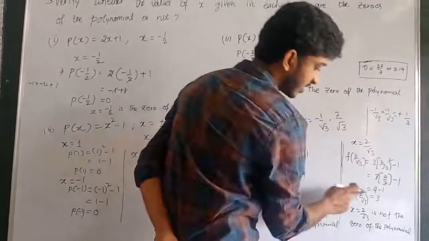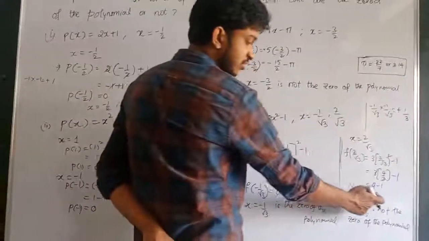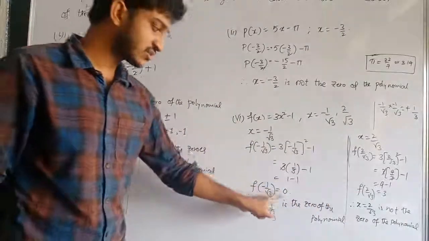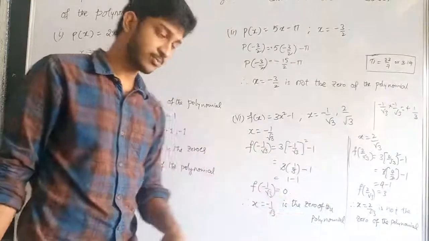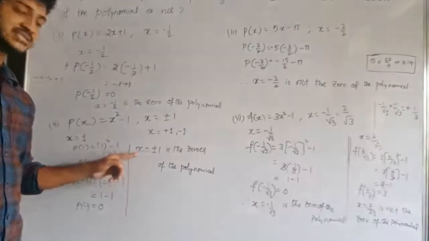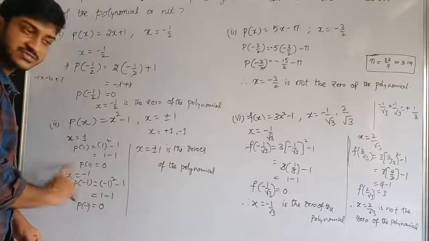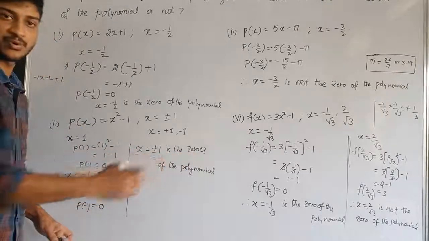Okay. So here we got f of x equal to 3. That's why this is not the 0 of the polynomial. Here we got f of x equal to 0. That's why this is the 0 of the polynomial. And here also at x equal to plus or minus 1 we got the f of x value as 0. That's why these two values are the zeros of the polynomial.